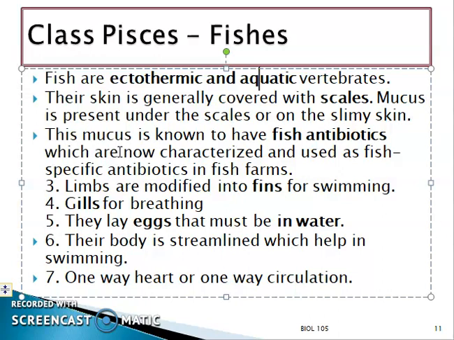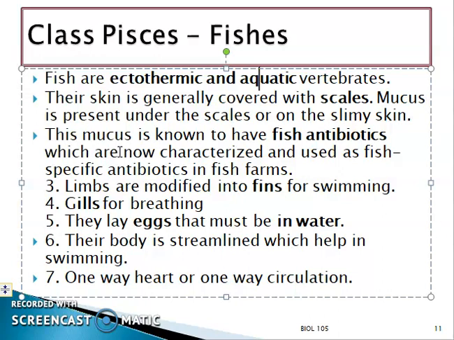Then they do have gills for breathing. As they are living in water all the time, they need a water-specific feature, that is gills. They lay eggs that must be in water. When they lay eggs, these are in very large numbers, and these have to be in water. If they are not in water, they'll be destroyed.